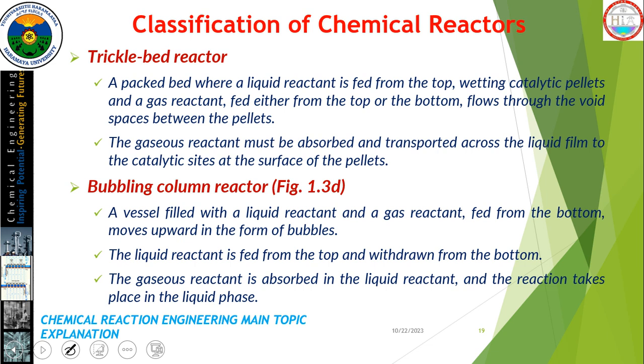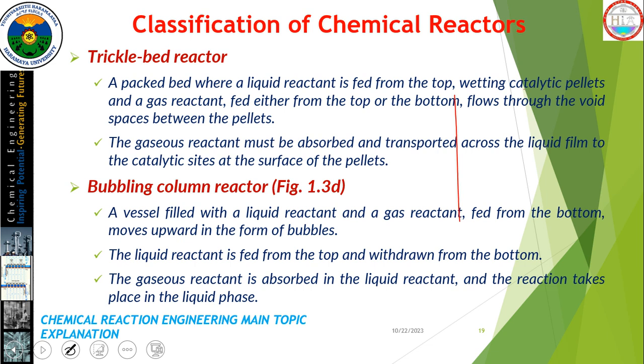The other one is the trickle bed reactor, a packed bed where a liquid reactant is fed from the top, wetting catalytic pellets, and a gas reactant fed either from the top or the bottom flows through the void space between the pellets. So here, the liquid reactant is directly fed from the top. The purpose of the liquid reactant is just for wetting the catalytic pellets. Normally the wetted catalytic pellets, as well as the gas reactant feed either from the top or from the bottom, flow through the void spaces between the pellets.